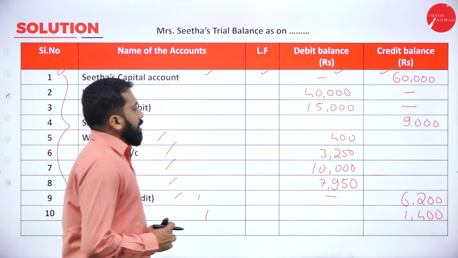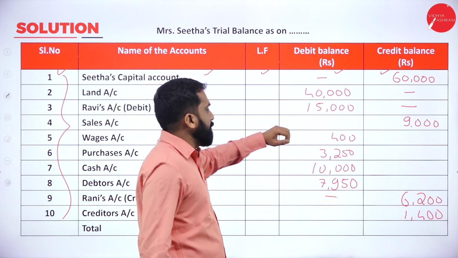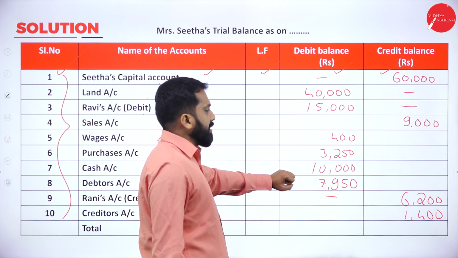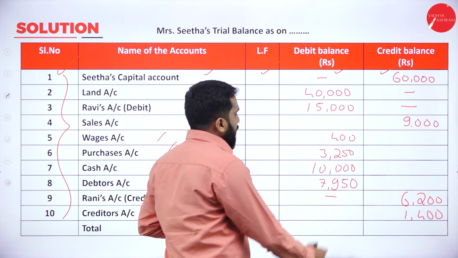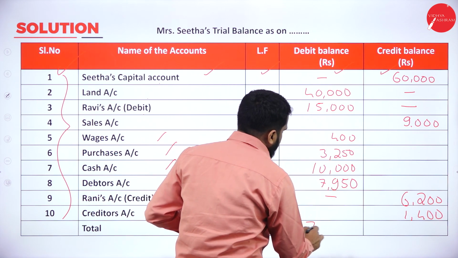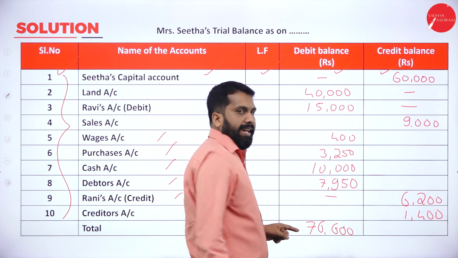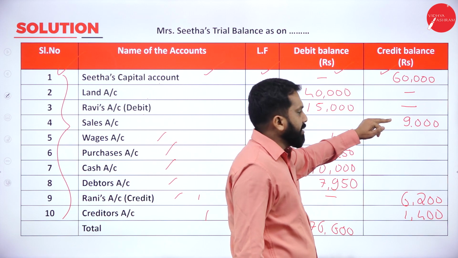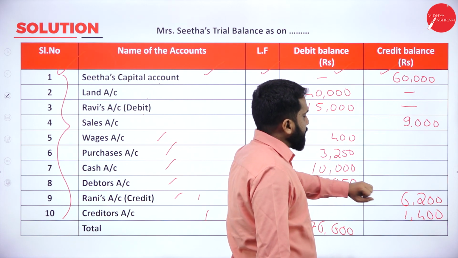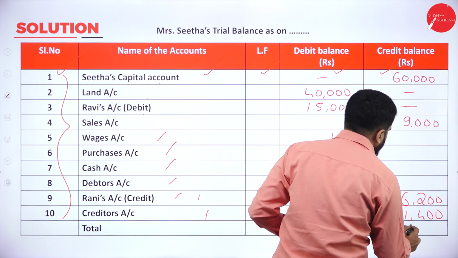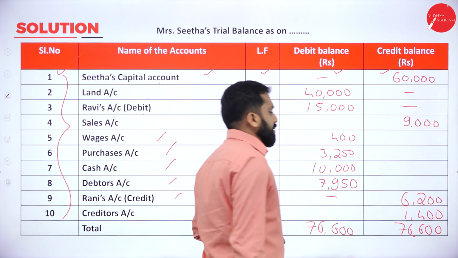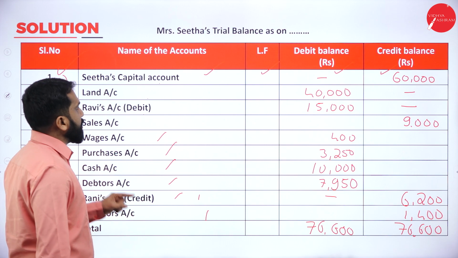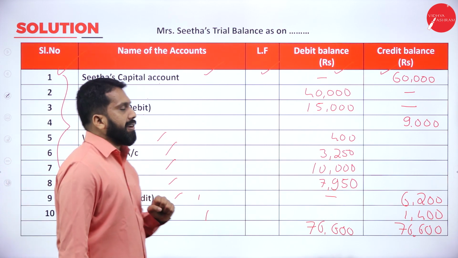We'll see. Your 40,000 plus 15, it is 55. Plus 3, 58. Plus 10, it is 68. Plus 7, it is 75. 75, 76,600. So we'll check it again. It is not exact. We'll check again. Now, 60,000 plus 9, 69,000 plus 6, 75, 76 and 600. Yes. So what is your answer? Your total on both the sides is 76,600. So this is called Sita's trial balance.